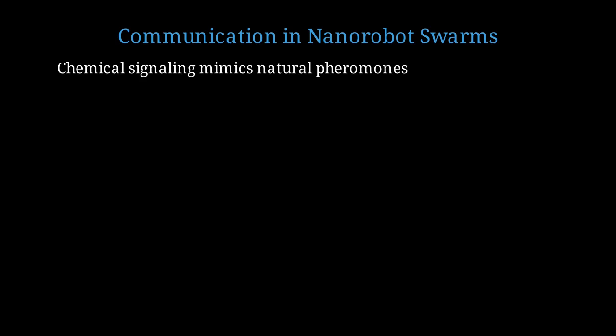For nanorobots to act as a true swarm, they need to communicate. But how do you communicate at the nanoscale? Traditional wireless technologies don't scale down. One approach: chemical signaling. Nanorobots release and detect signaling molecules, much like ants use pheromones. This is slow but works in complex biological environments.